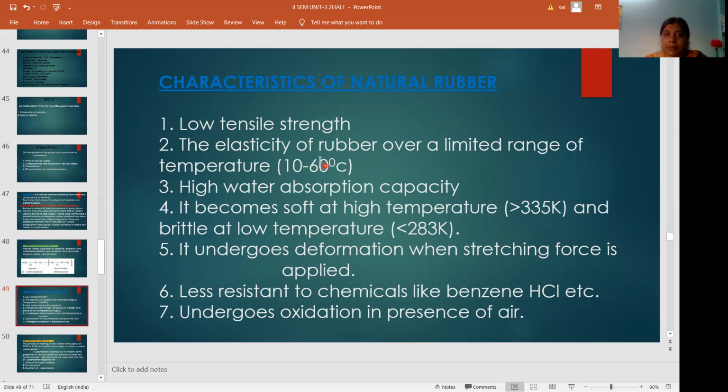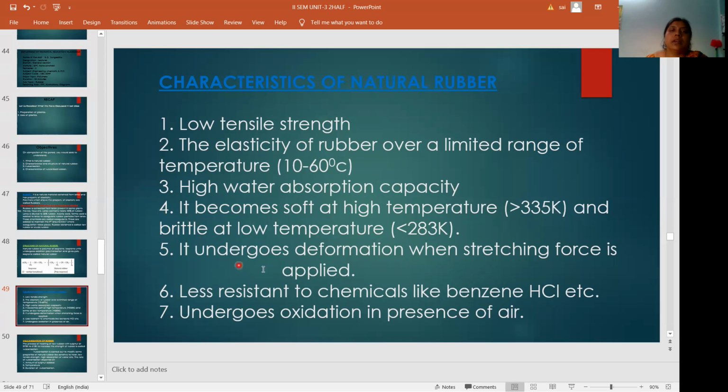That means in this temperature range only does it show its elastic nature. Then high water absorption capacity: when you keep it in water, it absorbs water easily. It becomes soft at high temperature and brittle at low temperature. That means at very high temperature, this rubber will become soft, and at very low temperature, it will become brittle. Brittle means it will become very hard and it breaks.